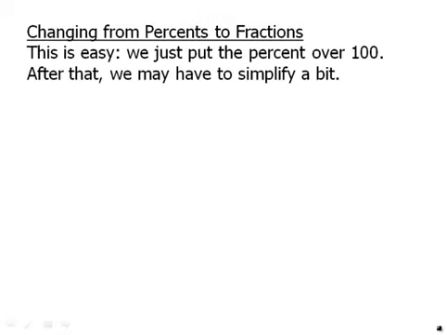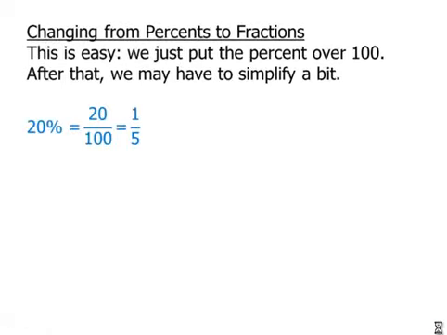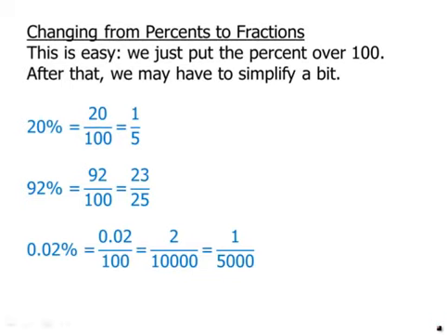Changing from percents to fractions. This is easy. We just have to put the percent over 100. After that, we may have to simplify a bit. So, for example, 20%, that's 20 over 100, which is 1/5. 92%, that's 92 over 100, which is 23 over 25. 0.02%, which is 0.02 over 100, or 2 over 10,000, and that simplifies to 1 over 5,000. So all three of them very easily become fractions.